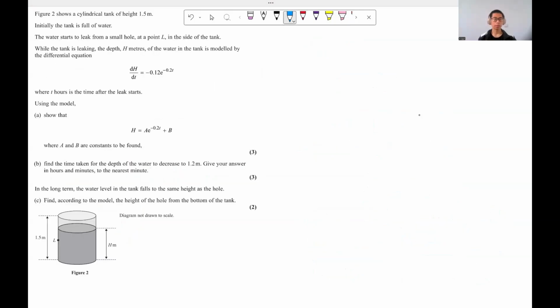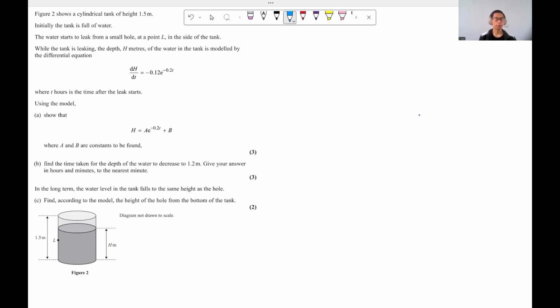Let's have a look at question 7. Figure 2 shows a cylindrical tank of height 1.5 meters. Initially, the tank is full of water, and the water starts to leak from a small hole at a point L in the side of the tank. So, that is point L here.